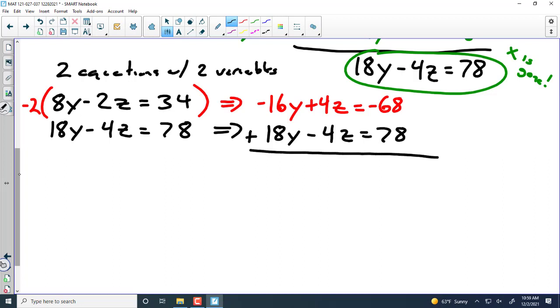Add them together. You will get 2y, the z's go away, equals 10. And I'll tell you, everyone, just so you know, finding the first one's the hardest. First one takes the longest, so we don't have to do this whole thing 3 times. What is y going to be, everyone? 5.